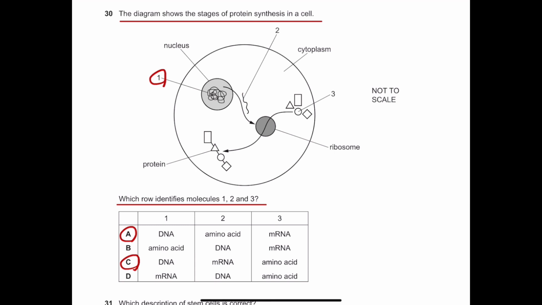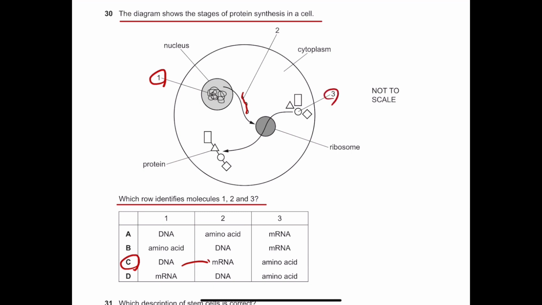Number 2 looks like a short string that comes out from the nucleus. So it must be a copy or partial copy of DNA called mRNA. So the answer should be C already. But let's look at the next one.